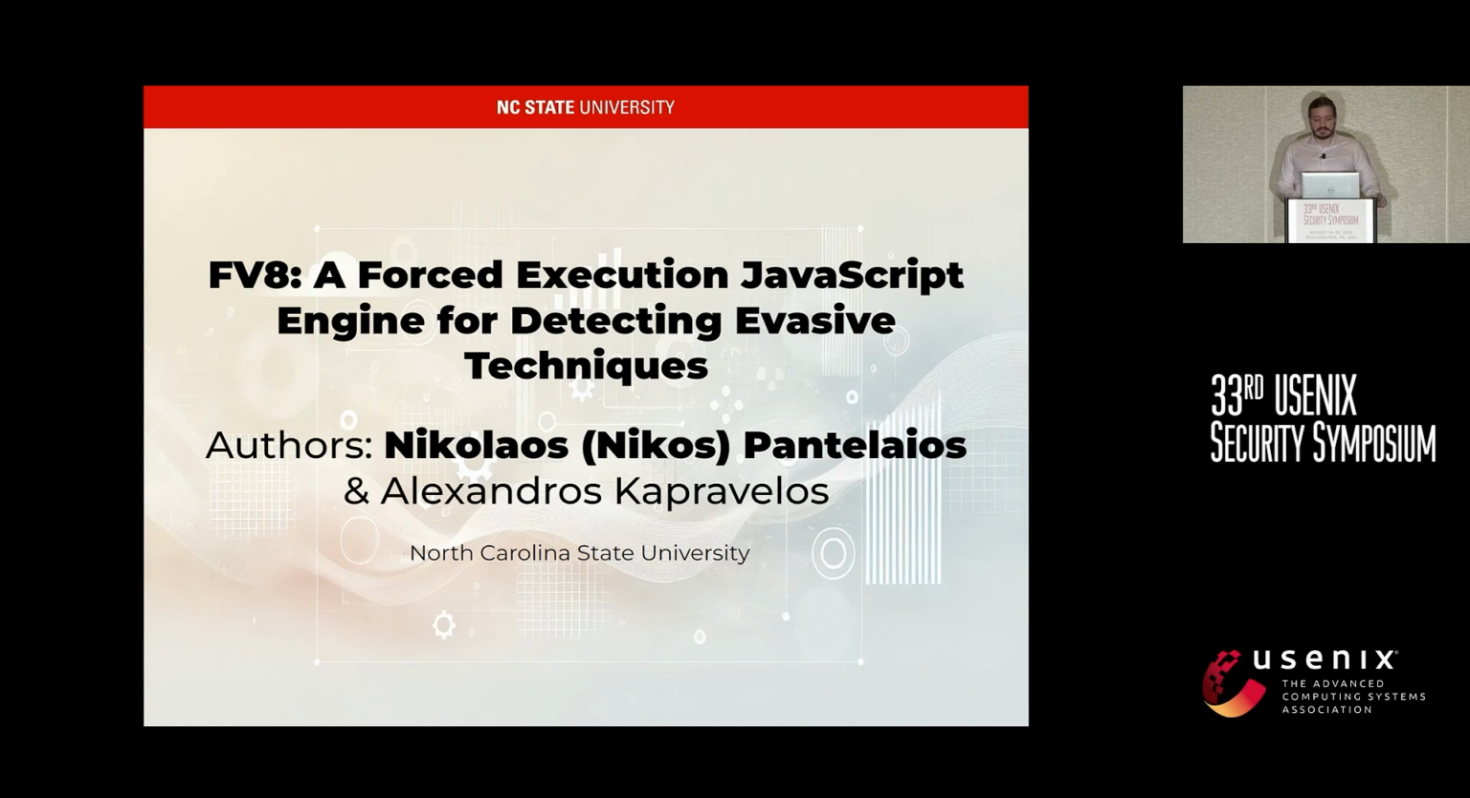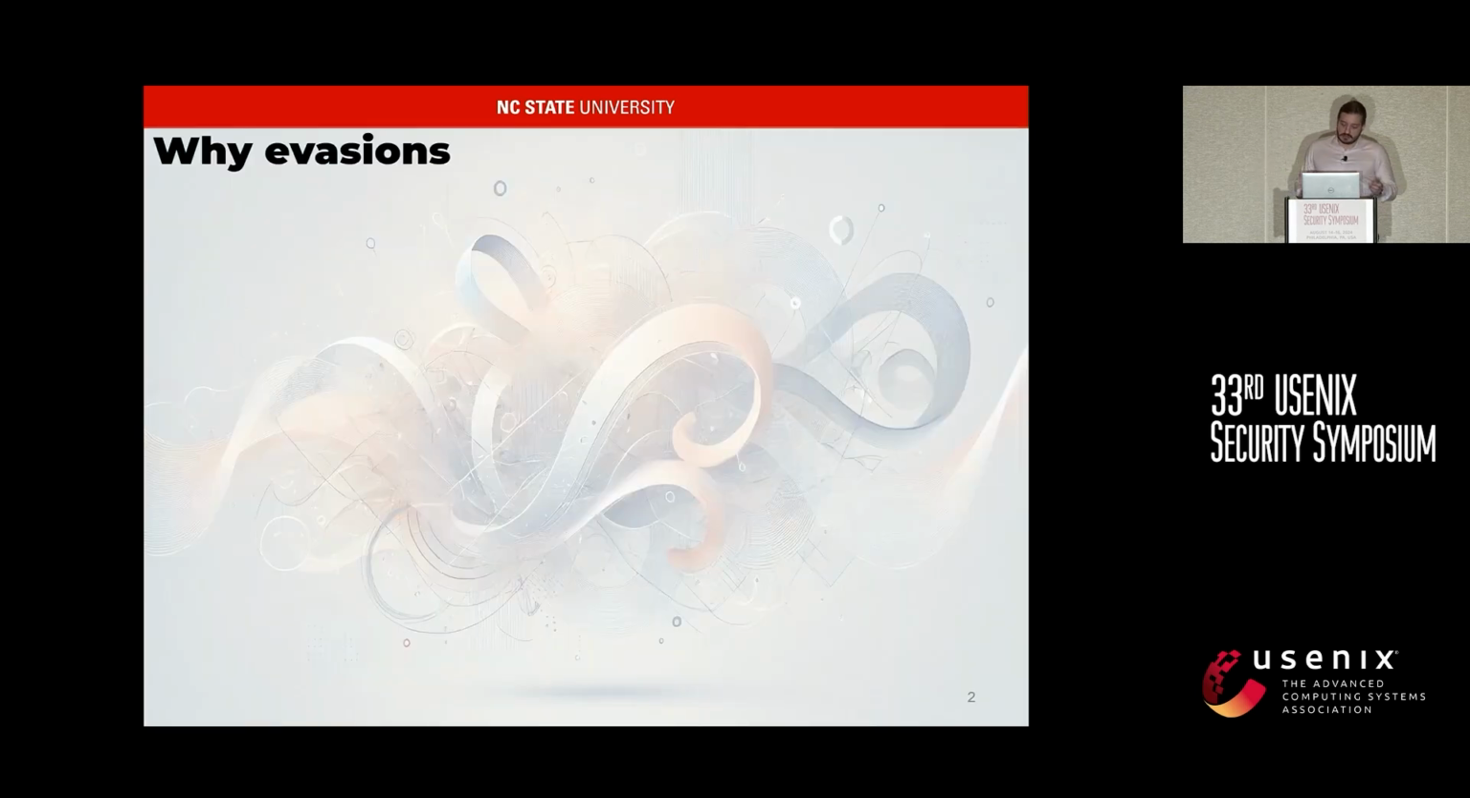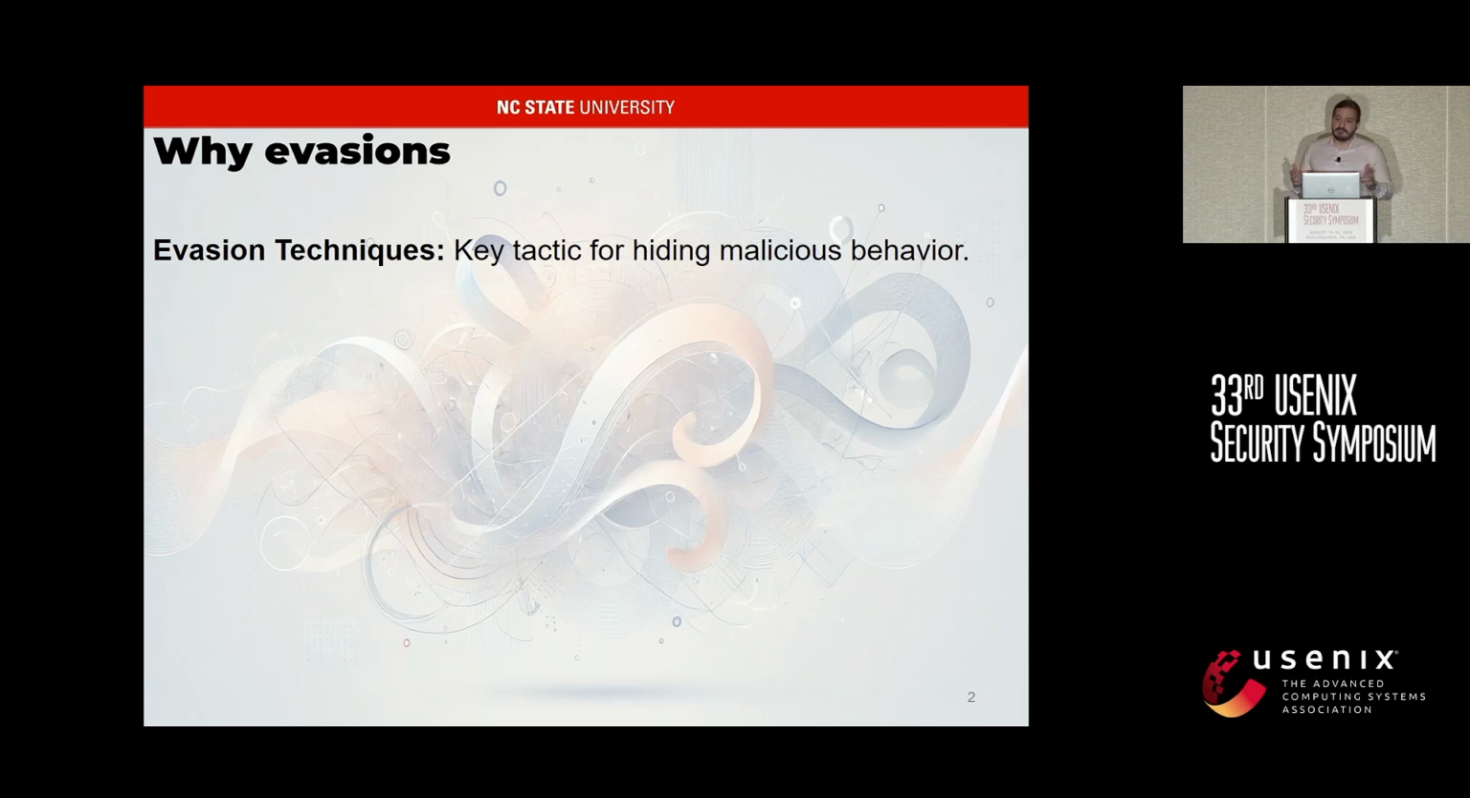So the first question is, why evasions? Why are we looking into that? The simple answer is that evasions can be behind malicious behavior. A very basic example of an evasion is an IP evasion. If the IP is from a university, I will not show the malicious code. But if it's from a user, I will show the malicious code.